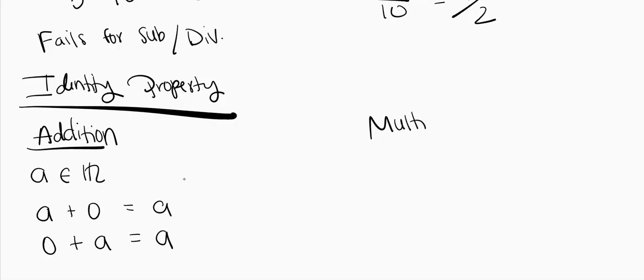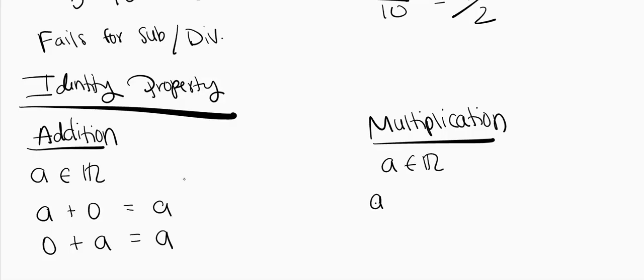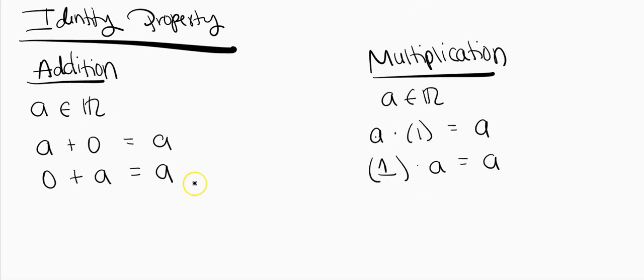Now say we have the same thing for multiplication. Unlike addition, the identity property for multiplication deals with 1. In other words, a multiplied by 1, if a is a real number, is a. Similarly, 1 times a, by the commutative property, will also equal a. And this is the identity property.